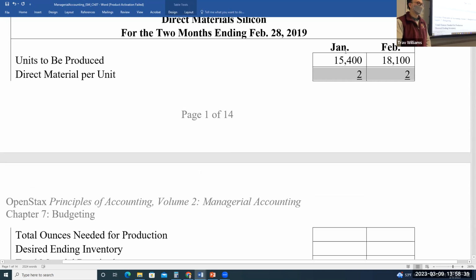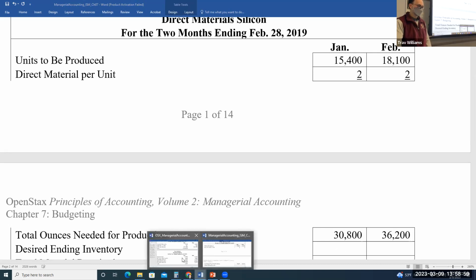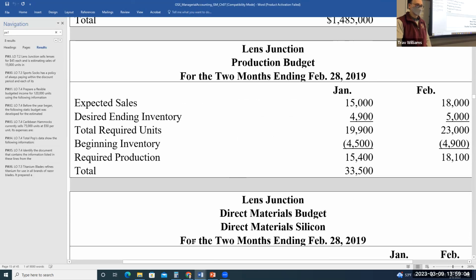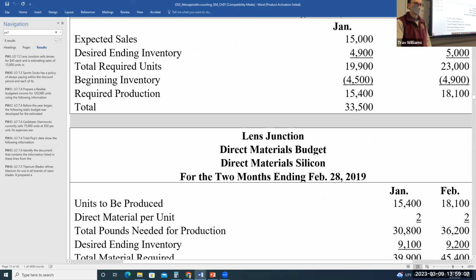Okay, so then we can multiply here. If we're making 15,400 units of product in January, and it takes 2 units of material, that is 30,800 units of material for January. Make sense? And February, we multiply by 2, we get 36,200 units of material. We need a separate budget for each material. Mm-hmm. Yep. Okay, that looks good.